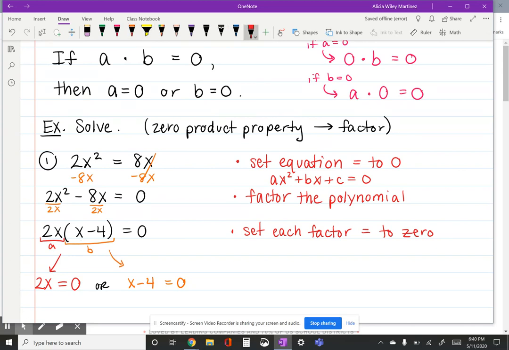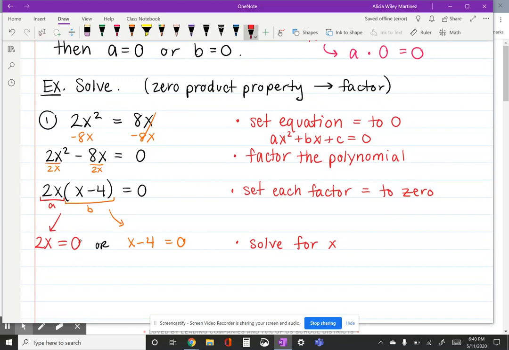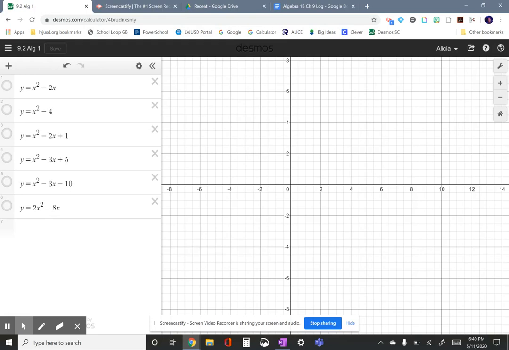Once you've done that, you're going to now solve for x. Solving this one for x, I get x equals 0. I can do that in my head. Solving the other one for x, I get x equals 4. So the solutions to this quadratic are x equals 0 or 4. We can just list them out like that with a comma, and that's your answer.